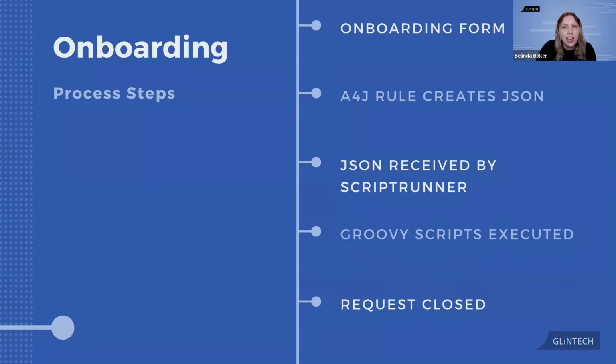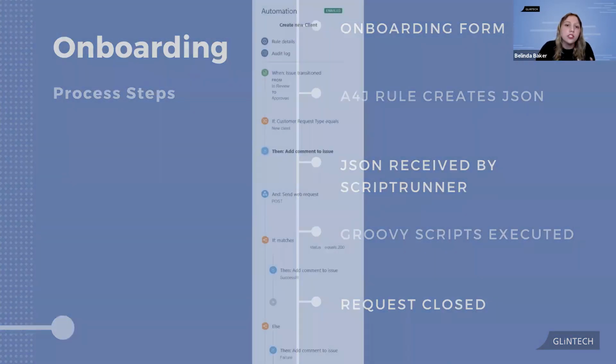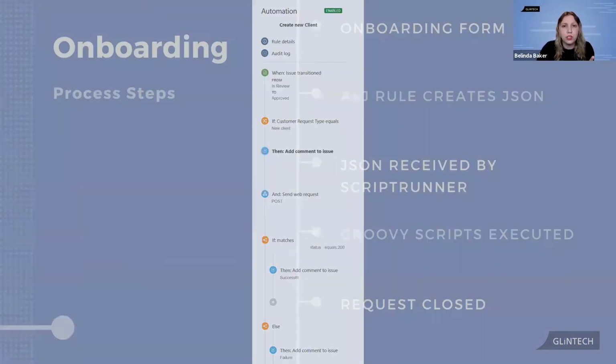So now you've seen the actions that are kicked off by this one form. Let me show you what's happening. First, we've got the onboarding form that I'm creating and logging. From there, we've got an A for J rule that creates JSON. This is the A for J rule. This JSON is then received by Script Runner. This kicks off some Groovy scripts.